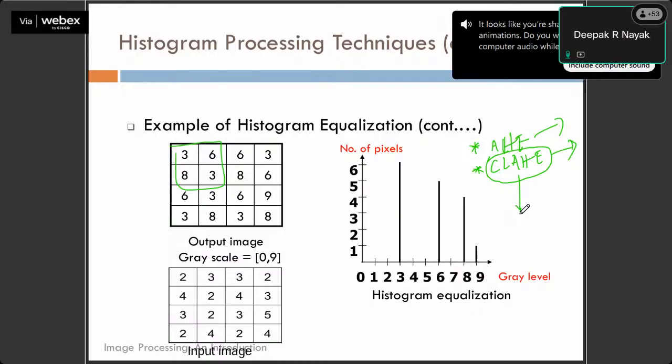People are still using this algorithm to enhance the quality of the image, right?